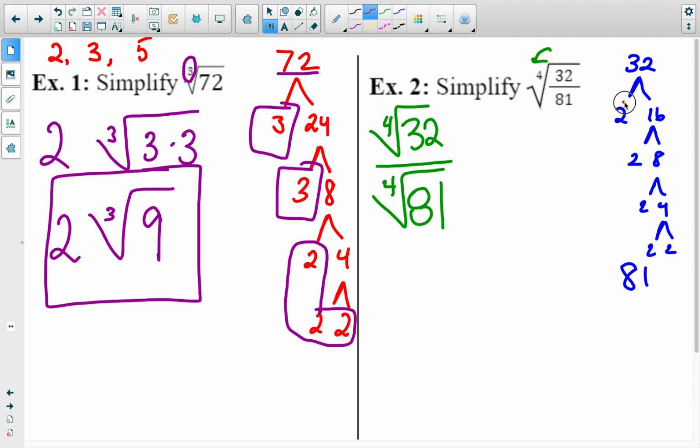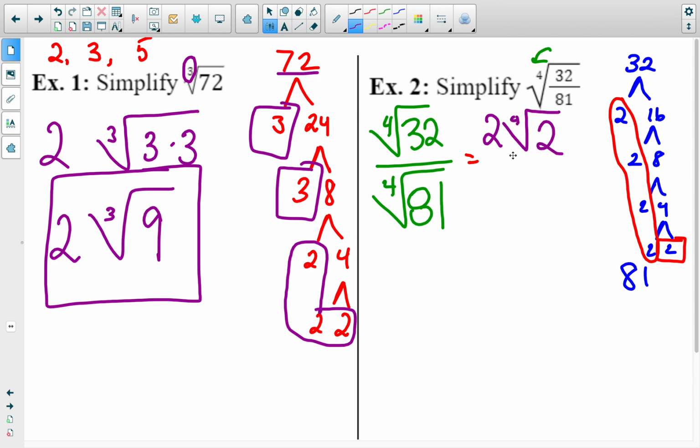So we have 1, 2, 3, 4 2's. And then we have 1, 2. I'm going to put a box around it because it's left inside. So this is really the 4th root of, well, actually we have that group of 4 2's comes out front as 1, 2. And then we have this 2 stuck inside, okay?